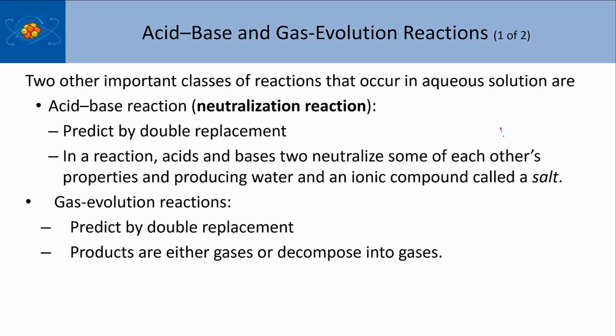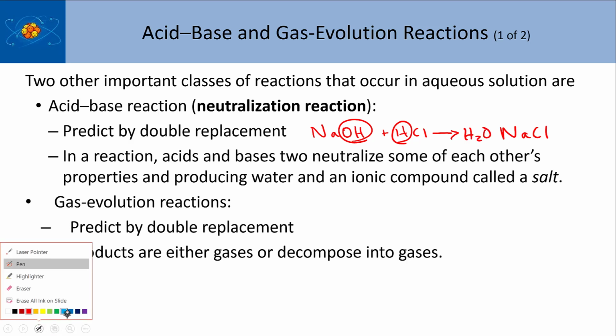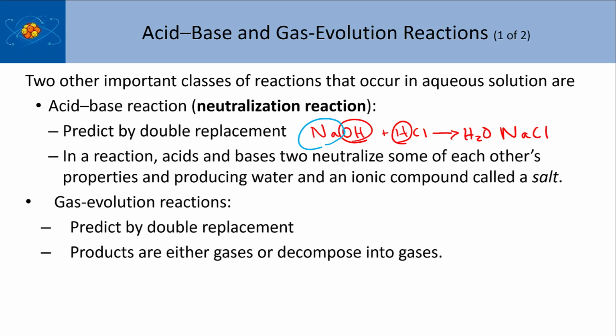So the word salt that you learned as table salt, for example, NaCl. NaCl really comes from the reaction of NaOH, which is my base, and HCl, which is my acid. When those two get together, we do this double replacement. So we switch like this. We get H2O. And then the other product of this reaction would be NaCl. Okay, so that's an example of an acid-base reaction.